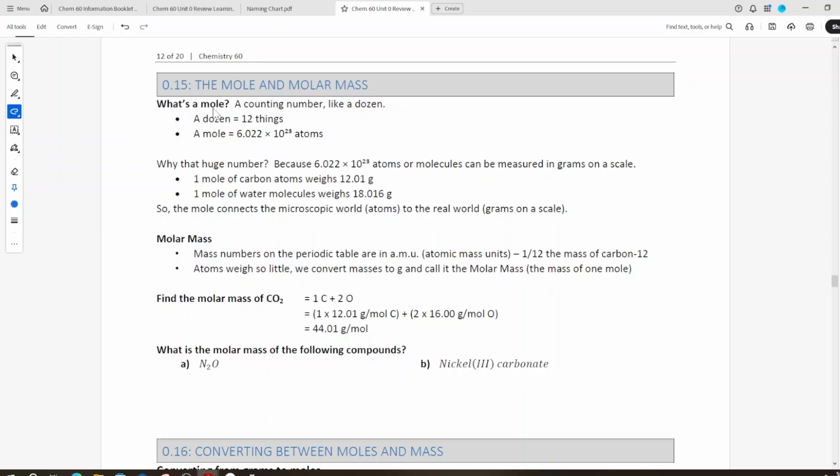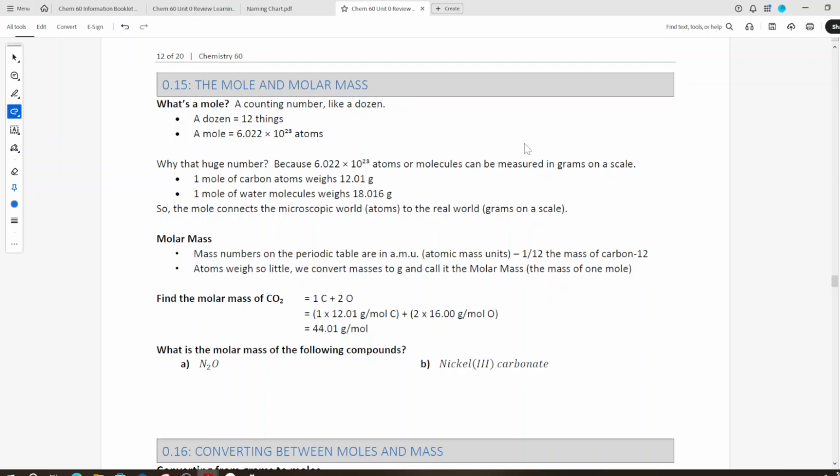So a mole, as a review, is just a counting number like a dozen. A dozen represents 12 things. A mole represents 6.022 times 10 to the 23 things. I didn't write things because it specifically means atoms, right? So why do we have such a huge number? Well, because atoms and molecules are tiny. So you would never be able to count them or weigh them because they would weigh so little.